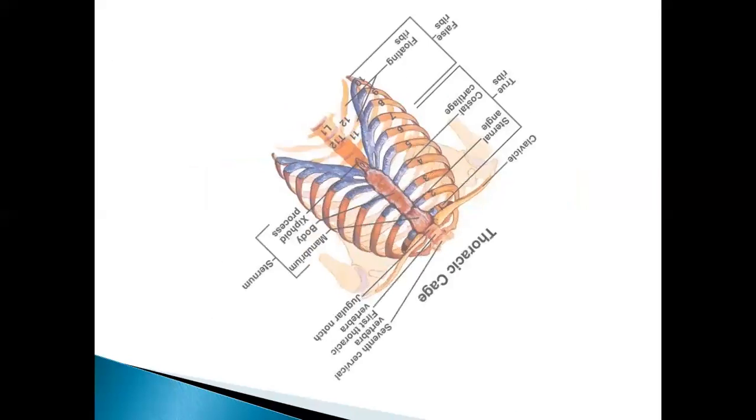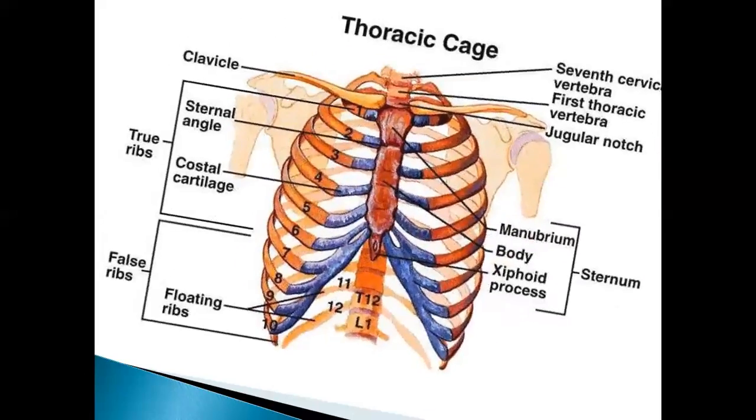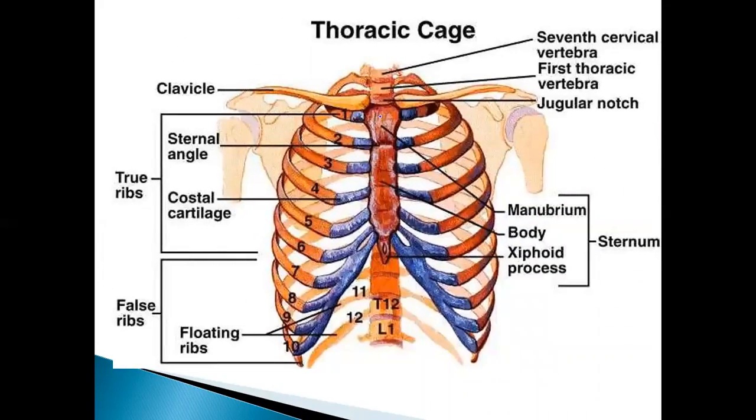This is the rib cage. Look at the ribs, how they are attached. Ribs 1 to 7 are called true ribs. 8, 9 and 10 are false ribs. 11 and 12 are floating ribs because they are not attached directly to the sternum. And at the end we have the xiphoid process. These are all costal cartilage.